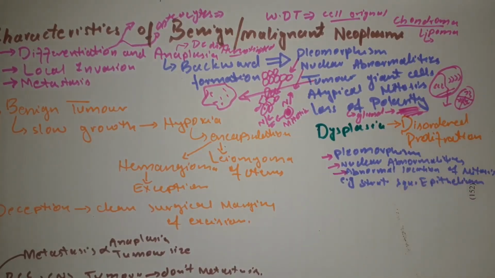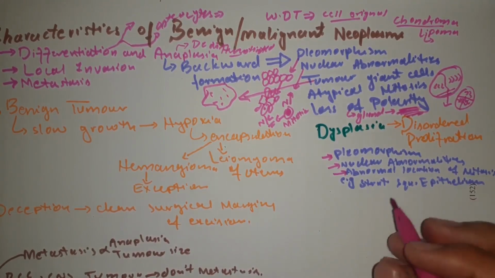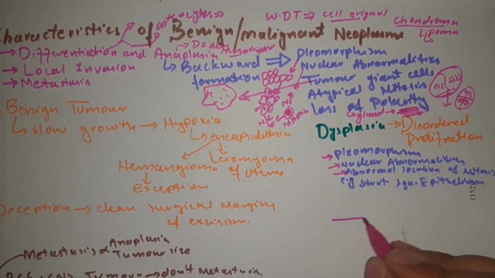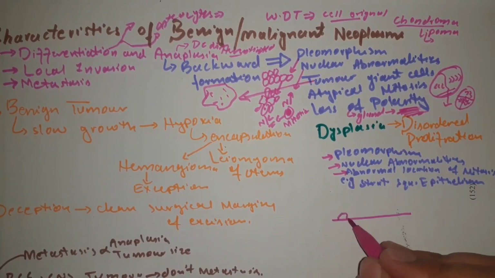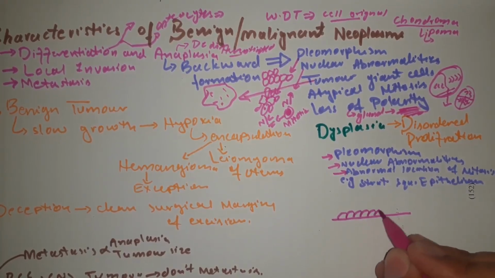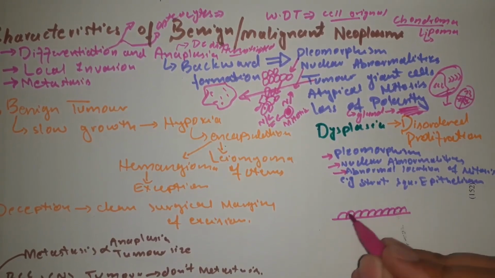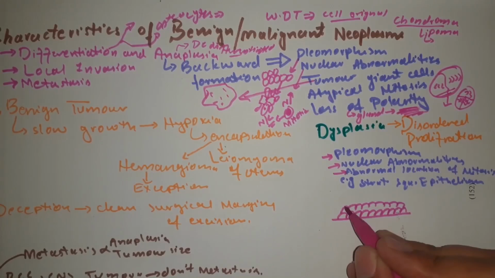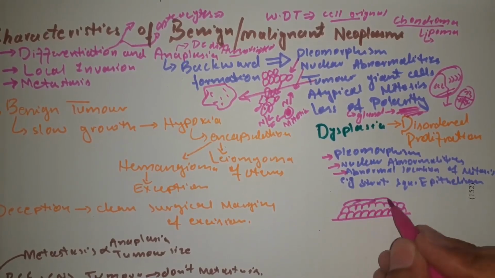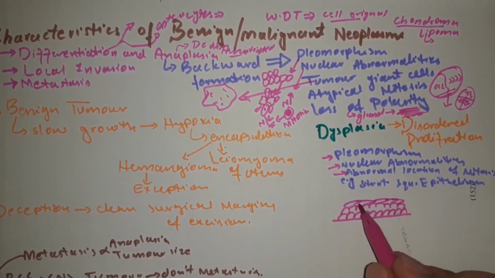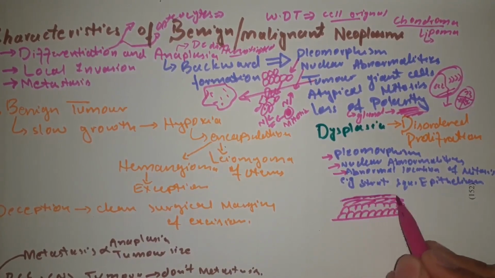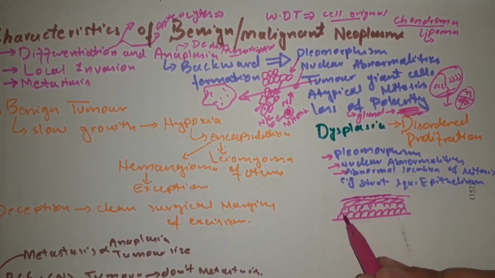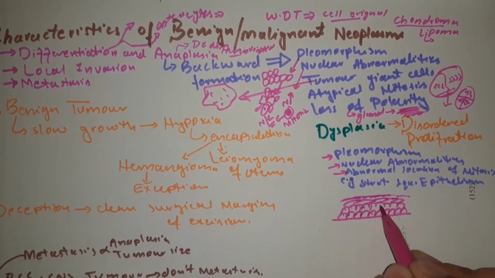What does it mean? Supposedly, we take an example of stratified squamous epithelium. What happens in stratified squamous epithelium? Basal layers are basically cuboidal, low columnar, you can say, and when these cells move above, they are gradually replaced by squamous cells, and then these squamous cells also lose their nuclei, and the top layers are basically keratin layer. So in this way, there is stratified squamous epithelium.